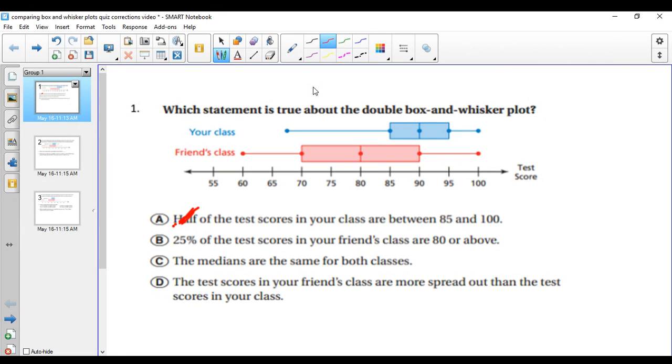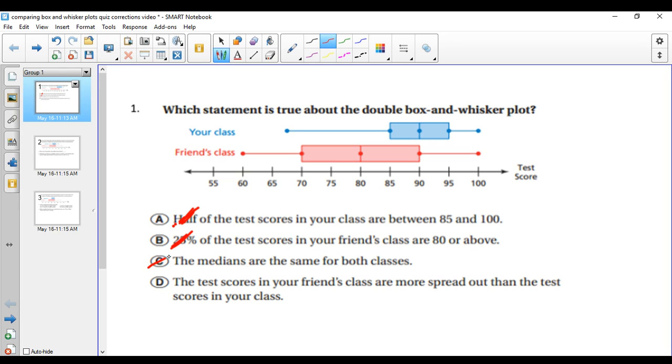So let's check out choice B. It says 25% of the test scores in your friend's class are above 80. So your friend's class, that's the graph in red here, above an 80. Well, here's 80, that's the median. So anything above that, that's going to be 50%. So because of the 25%, that statement is false. So let's check out C. It says the medians are the same for both classes. So the median for your friend's class is 80 and the median for your class is 90. So clearly those are not the same.